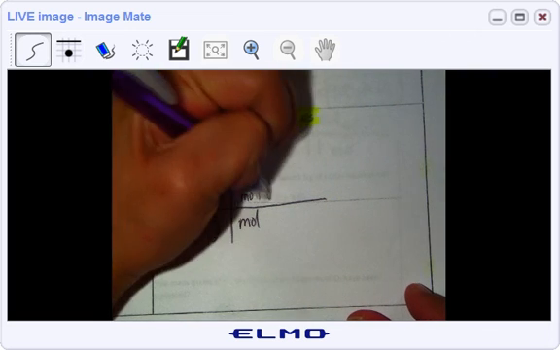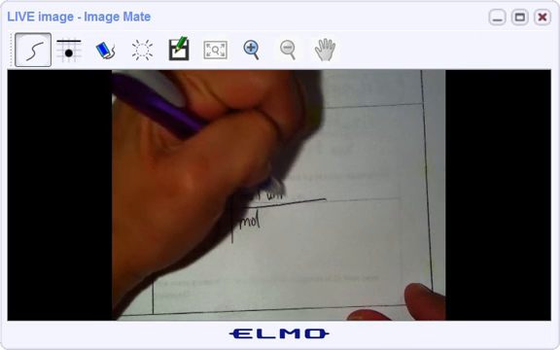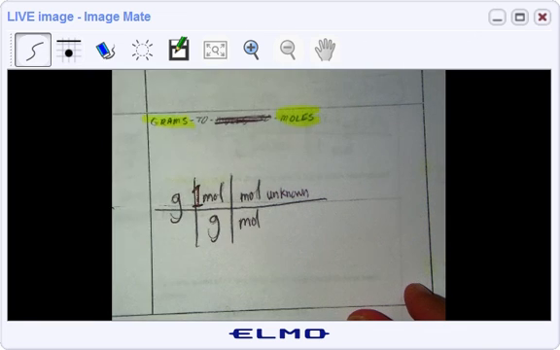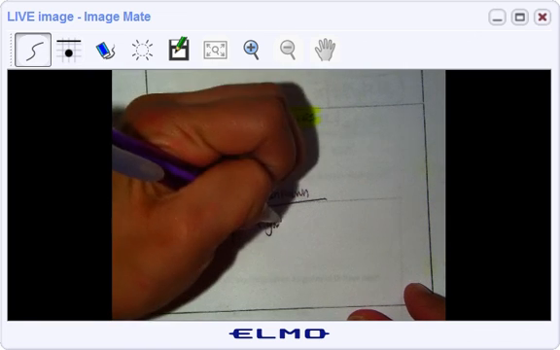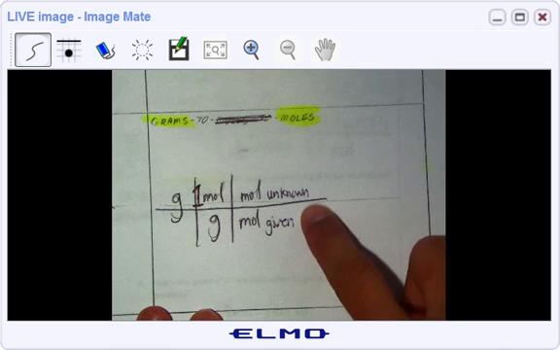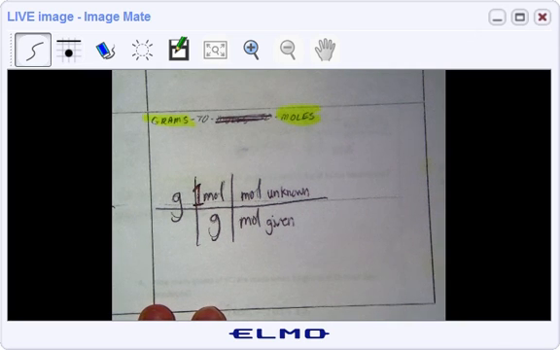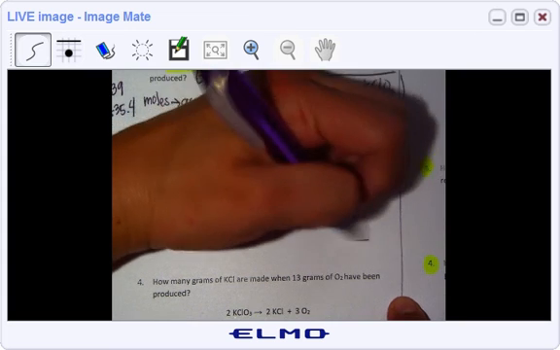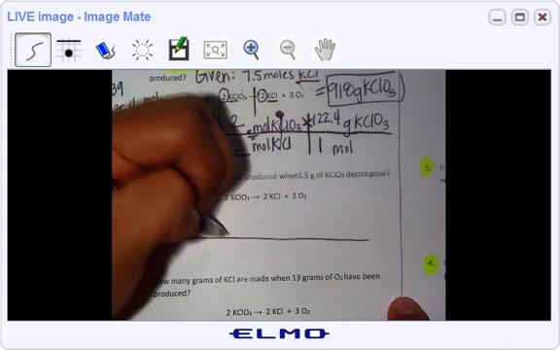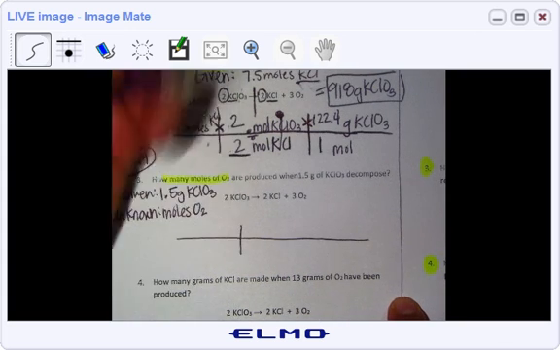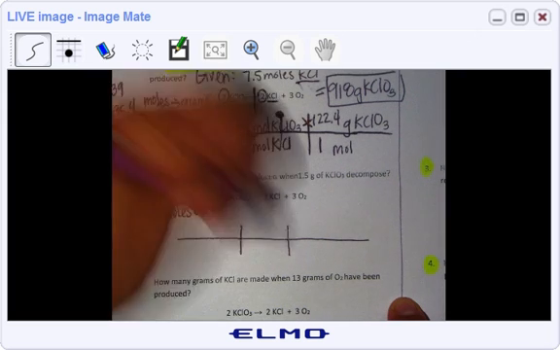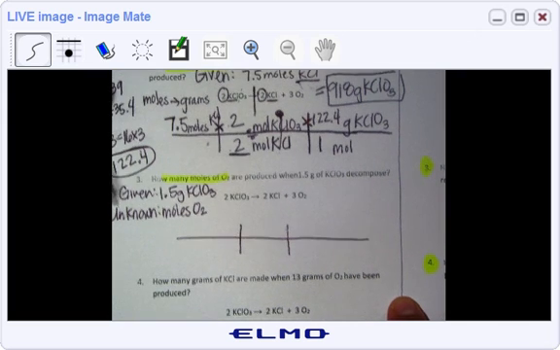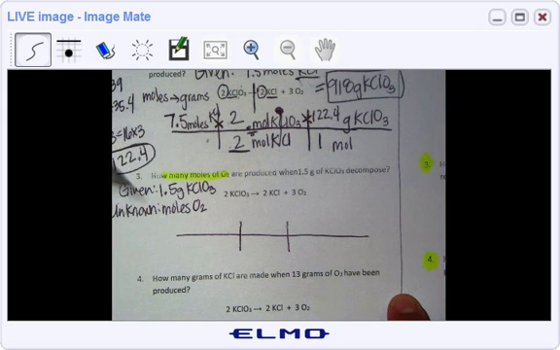And this will be your unknown. And then the given. By putting unknown there, that's not anything new. That's what we did with the mole concept too. Whatever you don't know goes up there, whatever you're trying to solve for. So I'm going to copy that pattern down on my worksheet. Whatever I was given goes here.